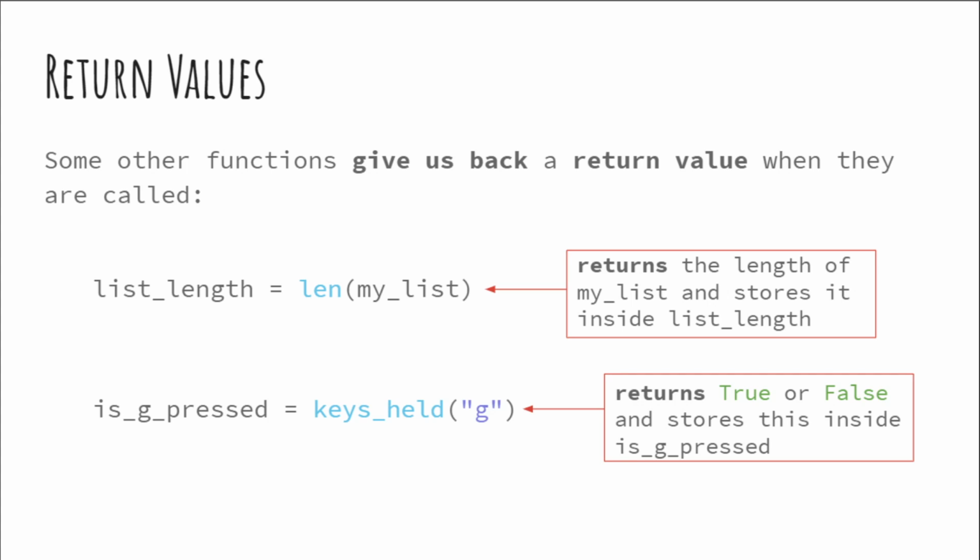Sometimes that thing is giving us back a value. So some other functions that we've used are stuff like len. So len returns the length of whatever list you give it, and then you can store that in a variable. In this case, we've stored it in the variable list length. A different function that we've talked about is the keys held function. And so we can see keys held G. That checks to see if the key that you pass to it is pressed, and passes back the Boolean corresponding to whether or not it's pressed. And you can again store that in a variable.